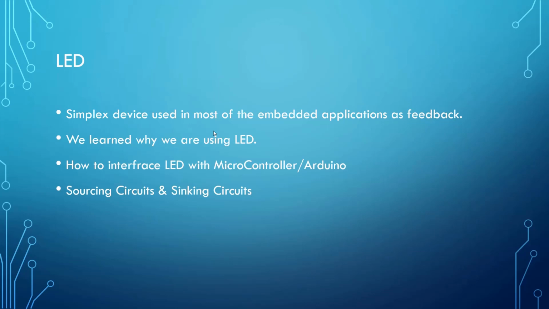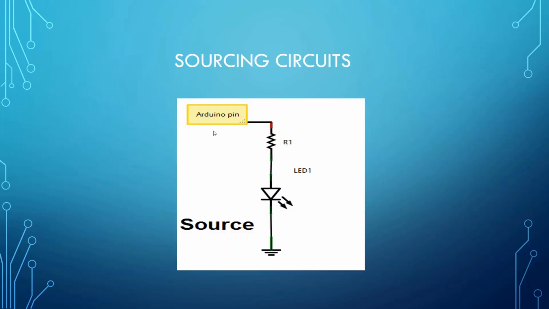Then we studied how to interface LED with a microcontroller or Arduino. And then we studied the types of LED circuiting. There are two types. The first one is the sourcing circuit. It is called a sourcing circuit because here the microcontroller or Arduino acts as a source of current, and current passes through the microcontroller and then towards ground.